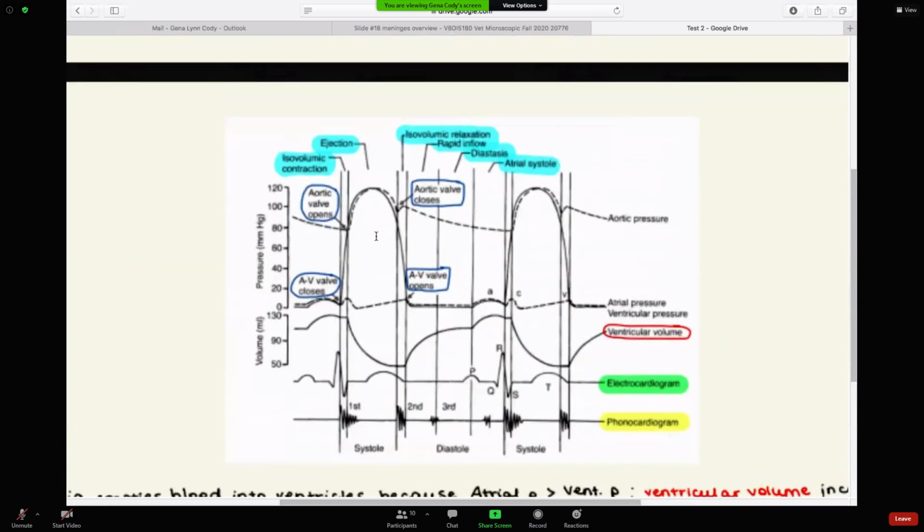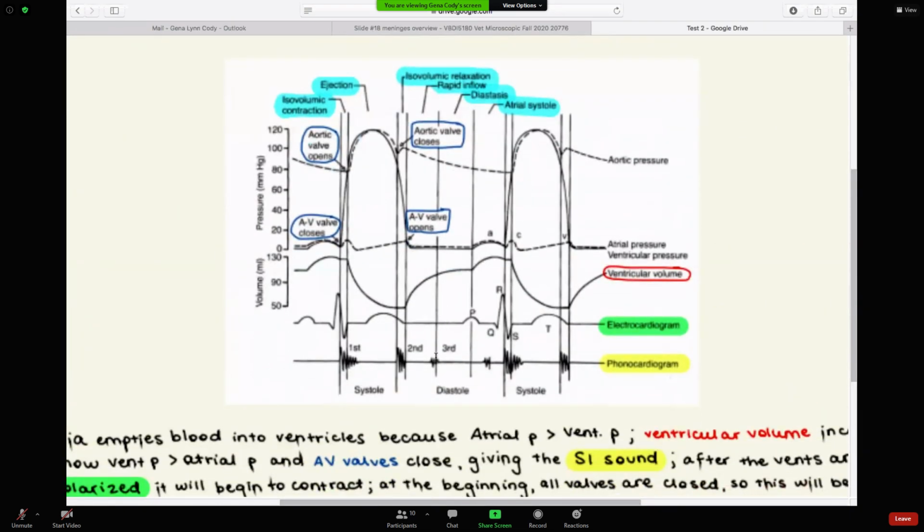But basically, the third sound is the sound of that rapid inflow changing to diastasis. So if I'm having all this blood rushing in and it slows, you get a little bit of turbulence with that, and that's what gives you that S3 sound. And then the S4 sound is caused by that last bit of atrial systole when it's getting out that very last bit of blood, and that little bit of turbulent sound gives you that one.